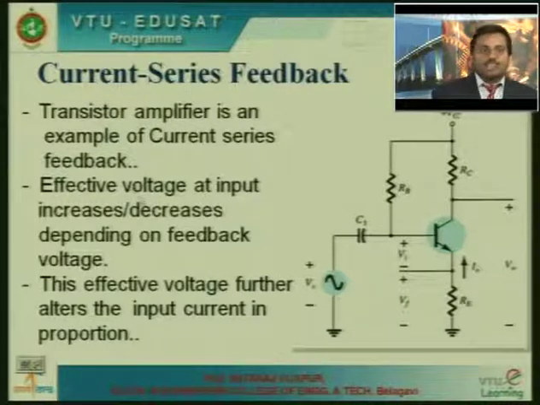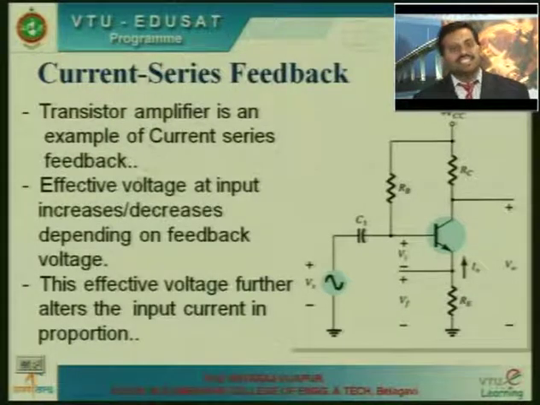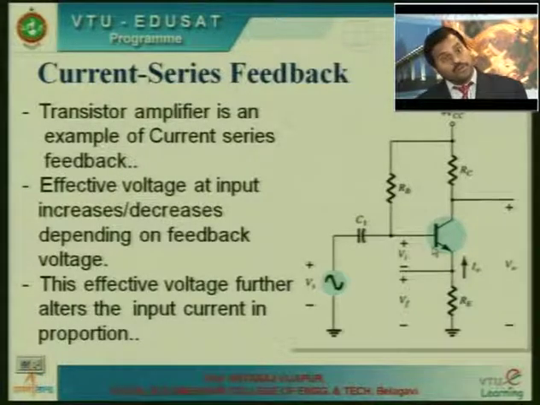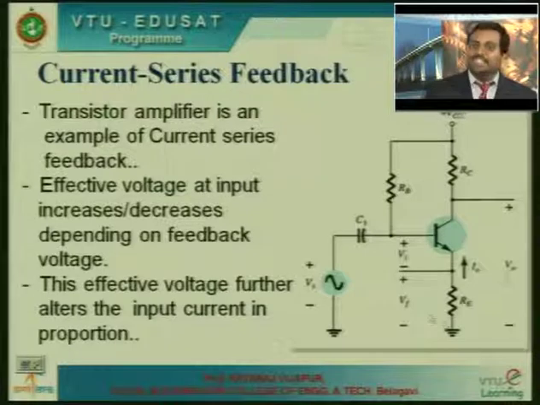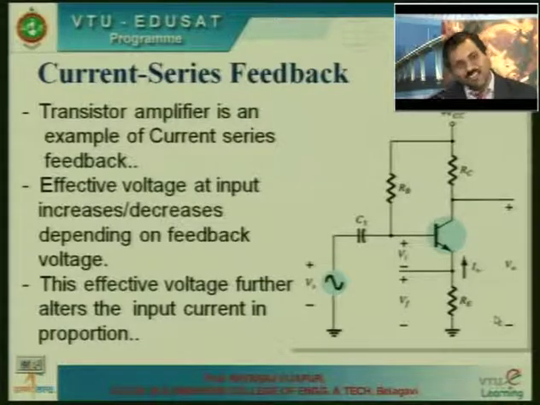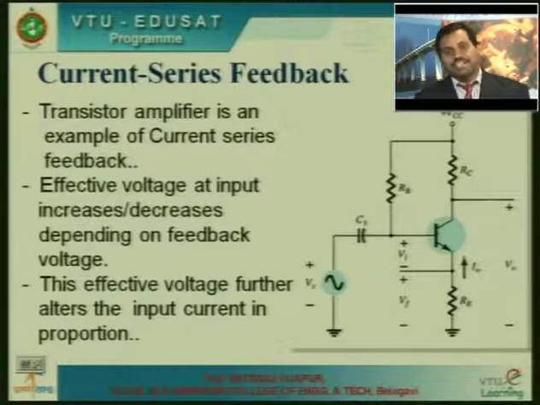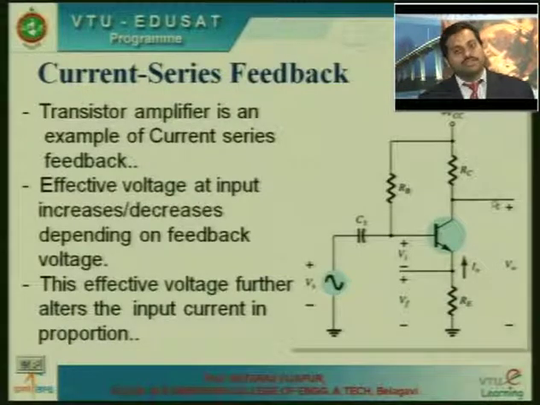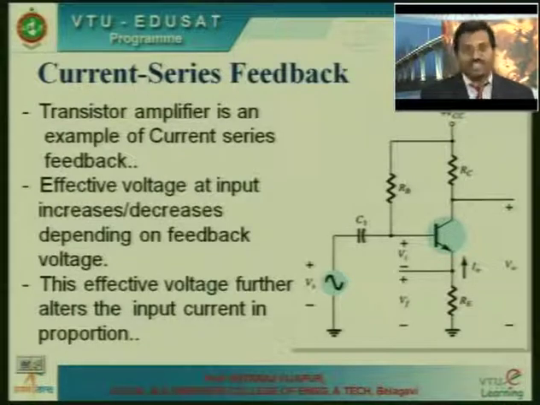So, the same aspect is being explained here. It is this transistor amplifier you have used in many circuits. CE configuration you will find in all of the circuits. The moment RE comes, it is nothing but the feedback, and you are taking output across collector. Okay, fine. So, this is an example of current series feedback.